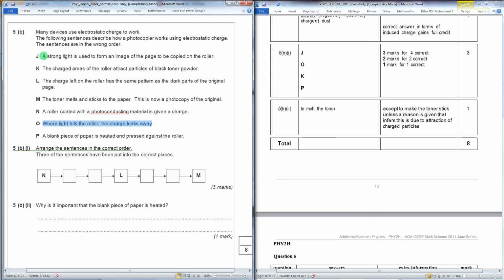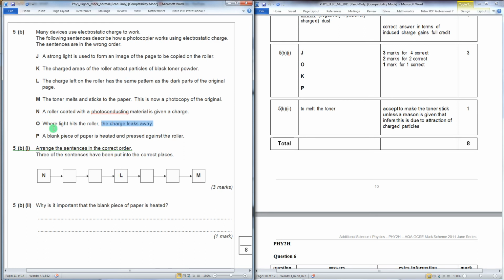Because J has talked about the light being used to form an image, and O is talking about what happens when the light hits the roller. So O would have to come after J, really, no matter where you put it. And since there are only 2 gap boxes, that either means it's JO there or JO in the second 2 gaps. And JO in the second 2 gaps does not make sense. Right, so L, the charge left on the roller. If it refers here to the charge left on the roller, it makes total logical sense to have the previous step talking about some charge leaving the roller. So O makes logical sense before L as well. You should look for that sort of link too.